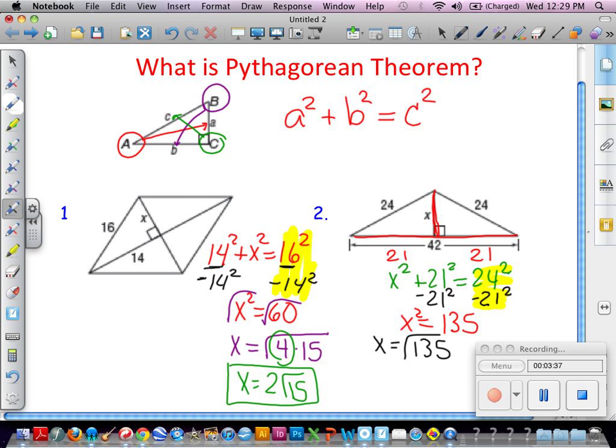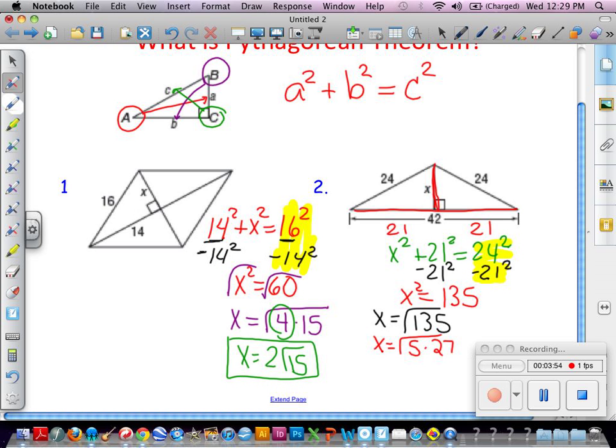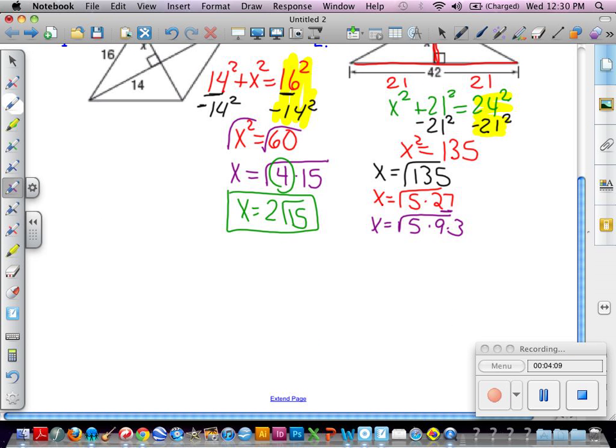Okay, now again, I have to be thinking about simplifying that radical. I see it ends in a 5, so I'm thinking I'm going to take 135 divided by 5. I'm getting 5 times 27. Now when I write 27 down, I think that has a perfect square in it. So I'm going to continue to write root 5. 27 is 9 times 3. X equals square root of 9 is 3. The 5 and the 3 are underneath the radical. That makes it root 15.